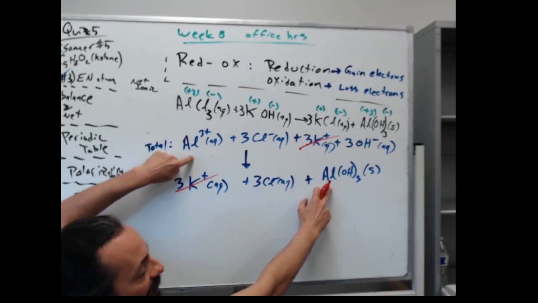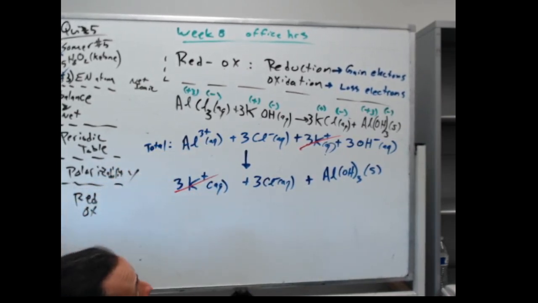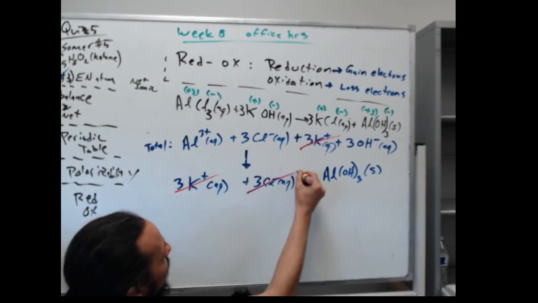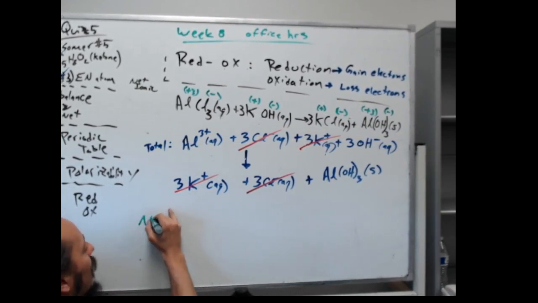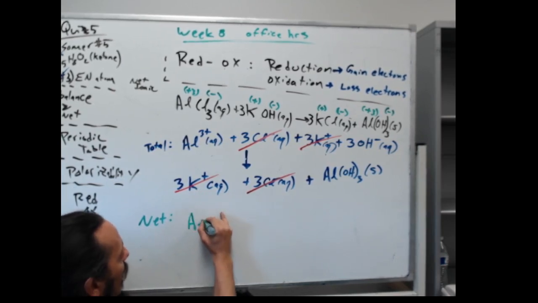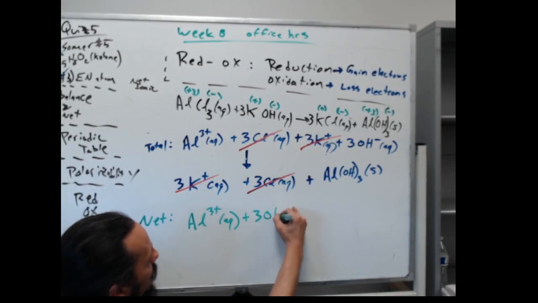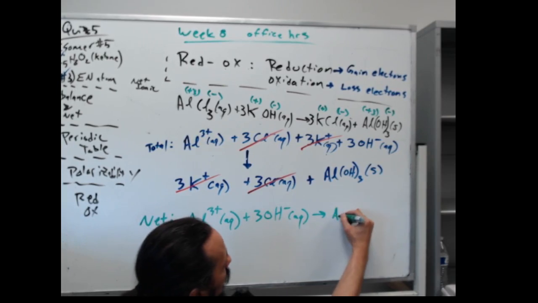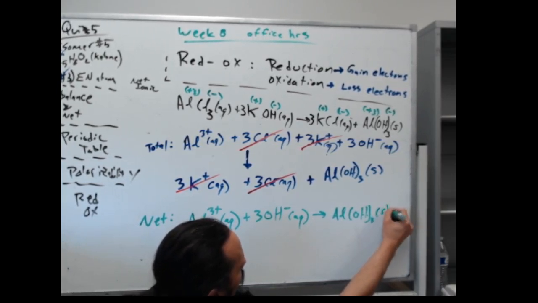Aluminum was ions floating around in solution, became a solid. That's interesting. Don't get rid of it. Chlorides, Cl minus aqueous, Cl minus aqueous. That didn't change. That's not very interesting. Now we can get to our net ionic. So I'm going to keep those things that actually change. So it's Al 3 plus aqueous plus 3 OH minus aqueous goes to Al OH 3 solid.